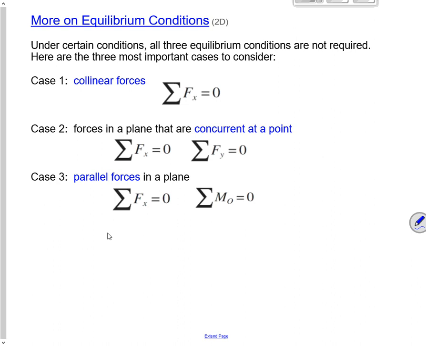If the forces are in a plane and all the forces are concurrent at a point, then I don't need a moment equation, because about that point, those forces don't produce a moment. And then the third case: if I have parallel forces all in a plane, then all I need is the sum of the forces in that one direction, whatever direction the forces are, and then a moment about some point in the plane.